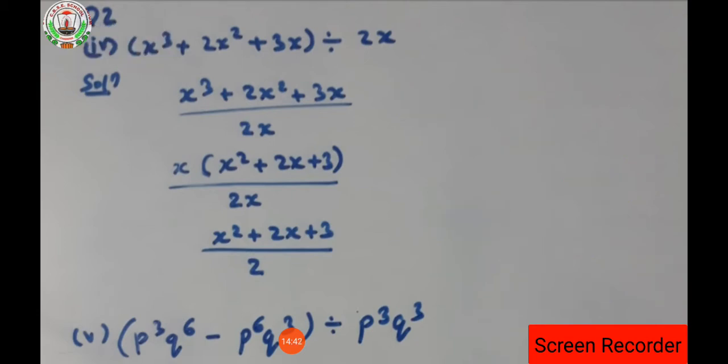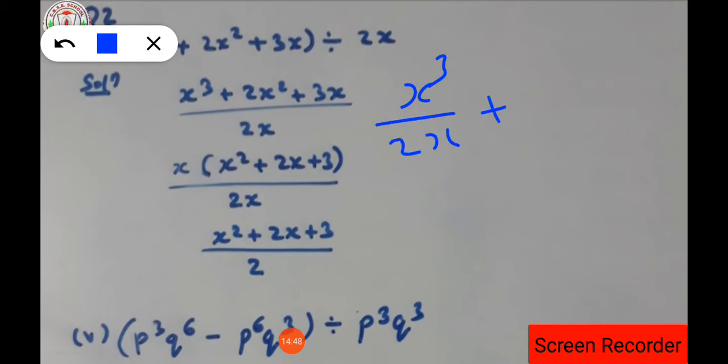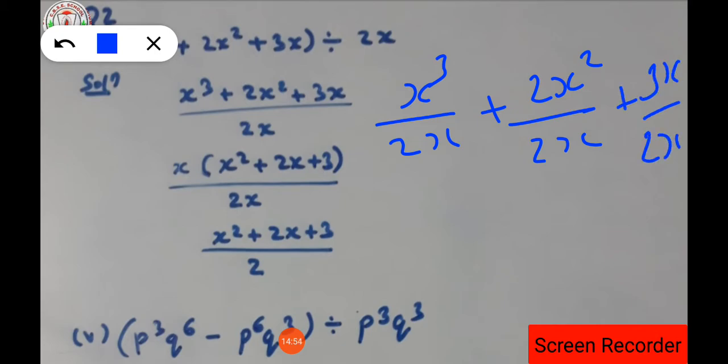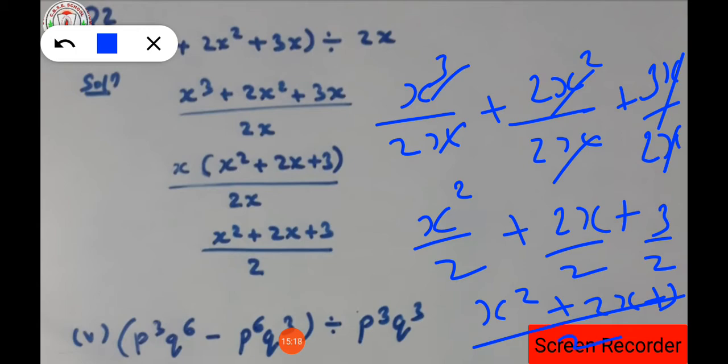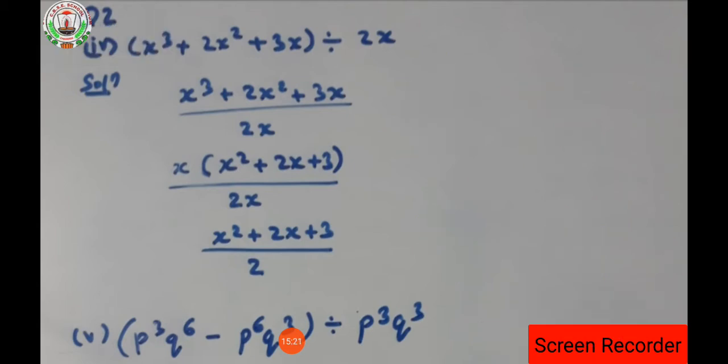Okay, you can also solve by separating the numerator and denominator as x cube upon 2x plus 2x square upon 2x plus 3x upon 2x. Like that also you can solve, isn't it? So here x will get cancelled, one of the x's gets cancelled, again one of the x's gets cancelled. So what is the number left out? That is x square upon 2 plus 2x upon 2 plus 3 upon 2. So taking the whole together, x square plus 2x plus 3 upon 2 itself. So the answer will remain the same. Whatever method you apply over here, the answer will come the same.